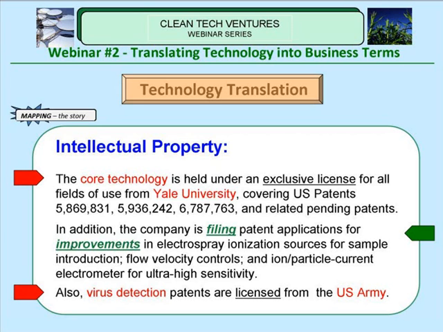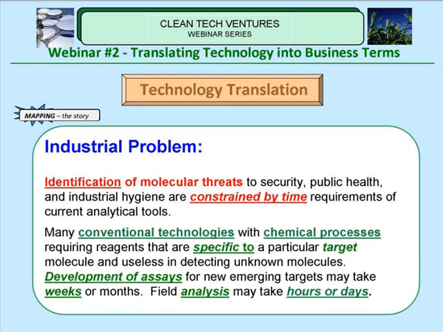And then it was realized that it's not just chemicals, contaminants that can be identified. Actually, biomaterial can be identified in the way of viruses. So the technology involving virus detection has been licensed in from the U.S. government. Another section in the description is industrial problem that I had mentioned earlier.